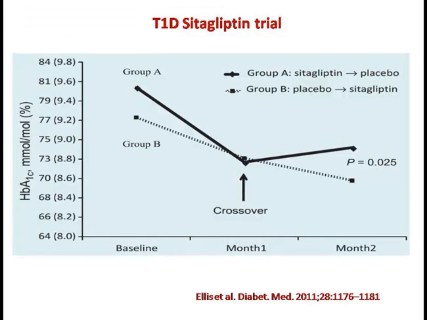This is shown in this rather elegant study on sitagliptin, where you see that this group, which was initially being treated with placebo, continues to lower its blood sugar levels and HbA1c when you add on sitagliptin, whereas when you stop the sitagliptin, the HbA1c climbs. Now, why do I show you type 1 data? Because these people are known to be insulinopenic.